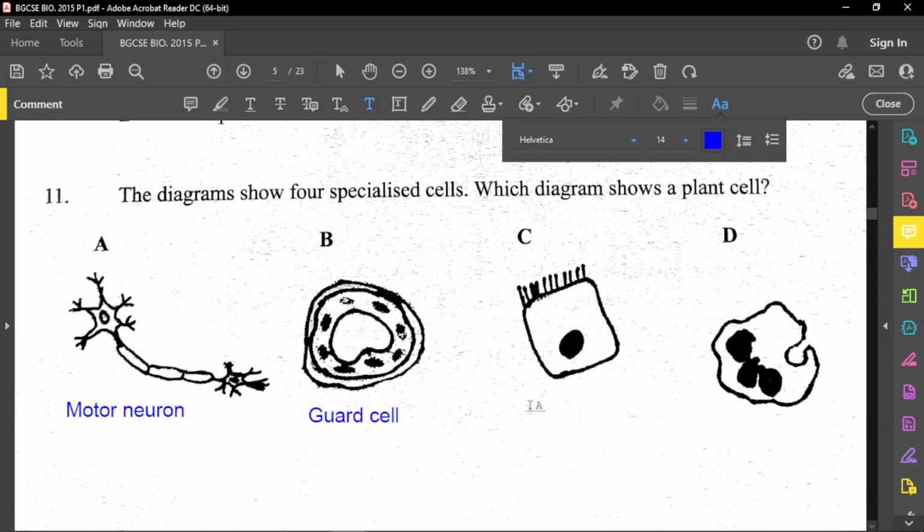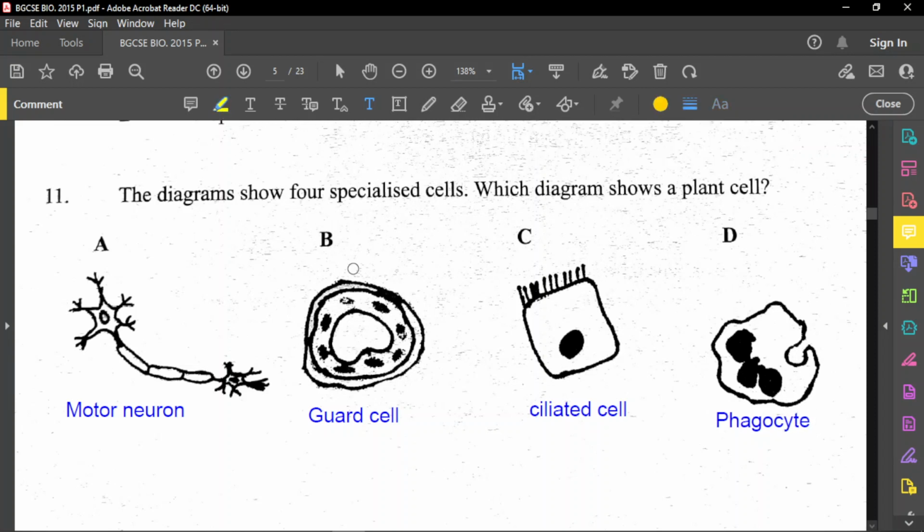And so cell C is a ciliated cell. Ciliated cells are found within the trachea and in the bronchi and so on, so those contain cilia. And cell D is a phagocyte, a white blood cell. So our option here is B. For this, a plant cell is B. I know it's not the typical shape for general plant cells, but yes, it's a plant cell.